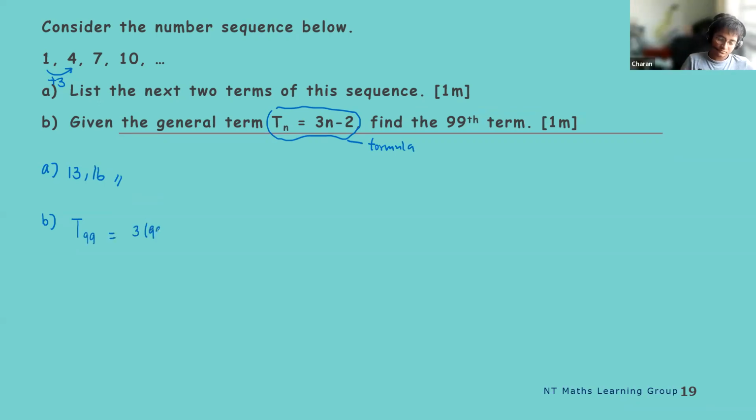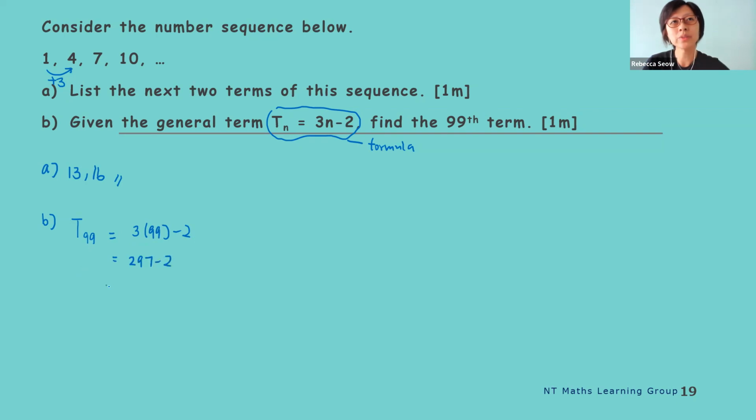Yes. Okay, when we have a T and a small 99 at the bottom, this is read as T99, or term 99, rather than T times 99. So the answer will be 297, take away 2, answer 295.